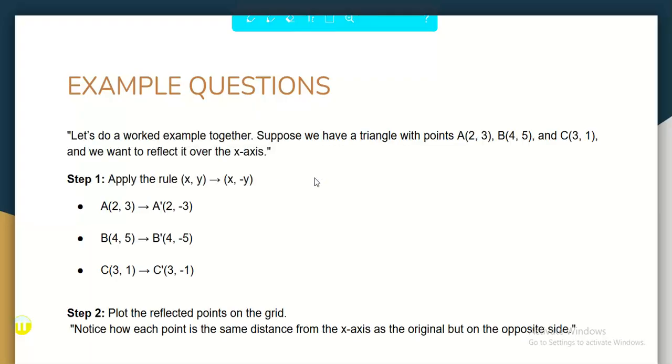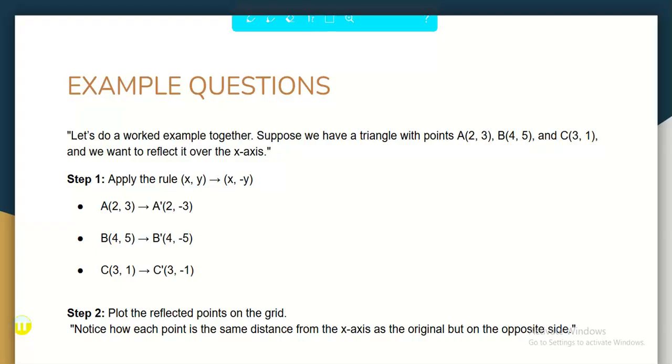Example questions. Let's do a worked example together. Suppose we have a triangle with points A(2, 3), B(4, 5), and C(3, 1), and we want to reflect it over the y-axis. The first thing we would do is apply the rule (x, y) goes to (x, -y). For point A, it would be (2, 3), which would become (2, -3). For point B, it would be (4, 5), which would become (4, -5). And for point C, it would finally become (3, 1) to (3, -1).